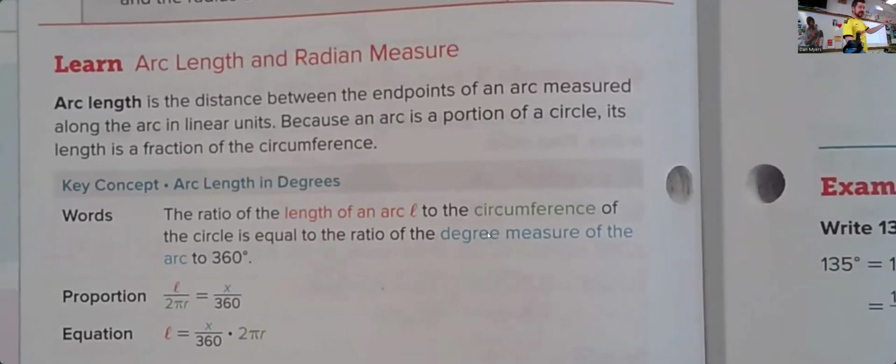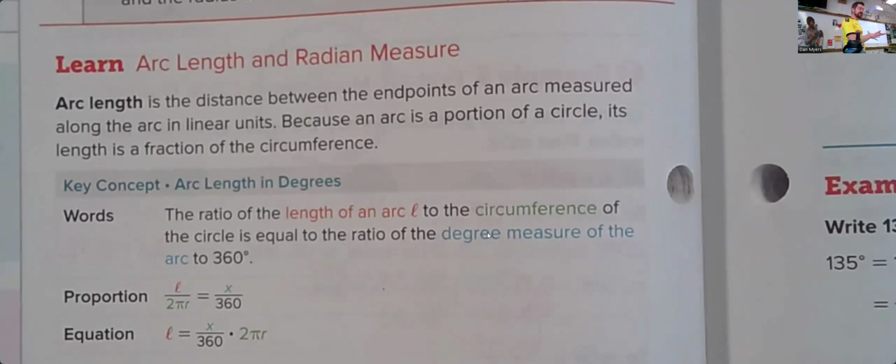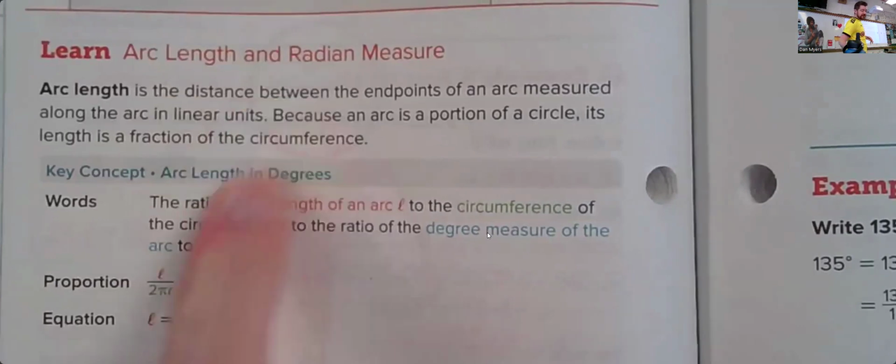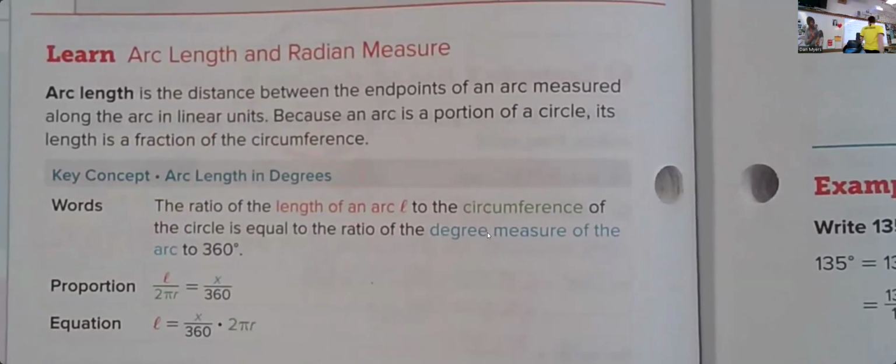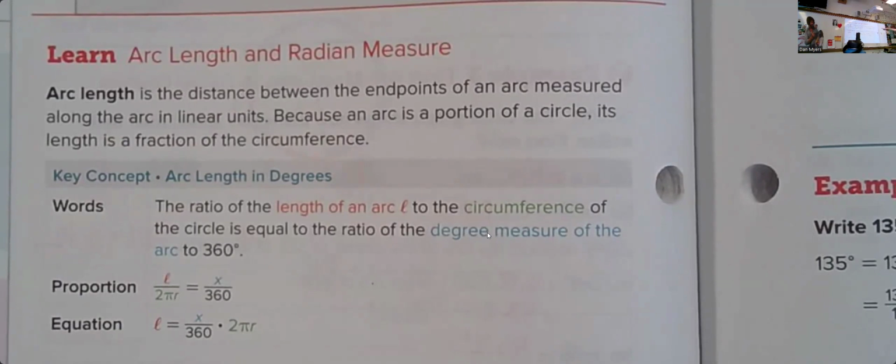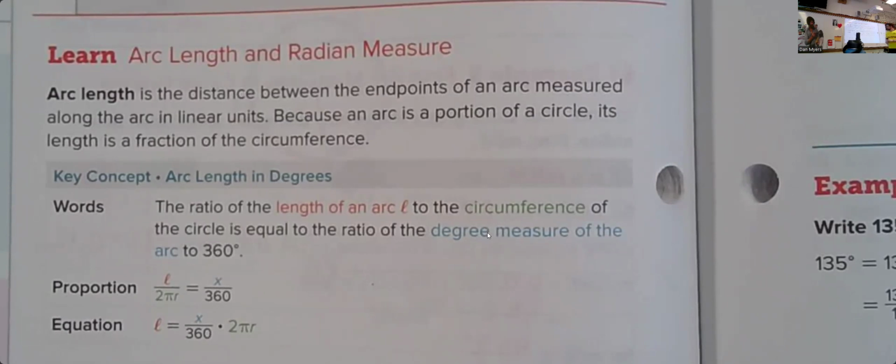So we're going to be talking about degrees like we talked about yesterday, the measure of an arc in terms of degrees. We're going to be talking about the length of an arc, and we're going to introduce radian measure as well. So arc length is the distance between the endpoints of an arc measured along the arc in linear units. Linear units meaning as if it was a straight line. Even though it's a curved line, we're treating it as if it was a straight line in terms of the distance. Because an arc is a portion of a circle, its length is equal to the fraction of the circumference.